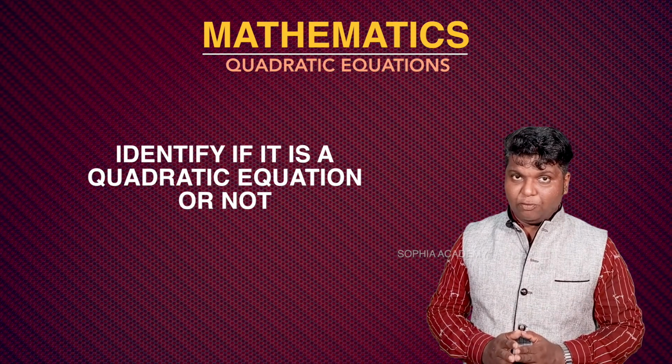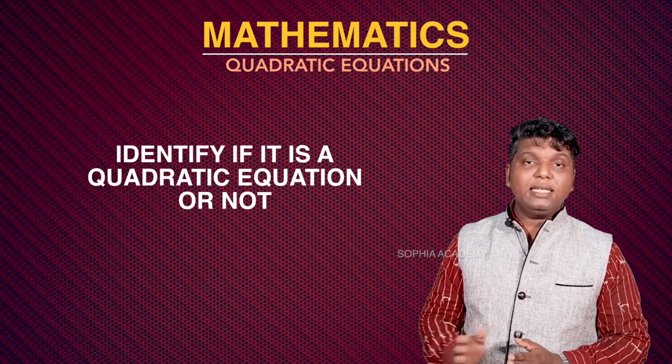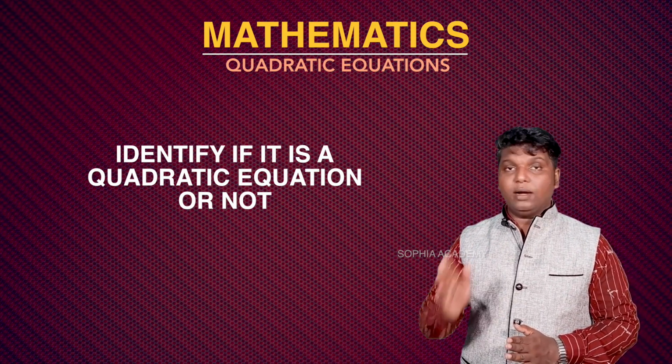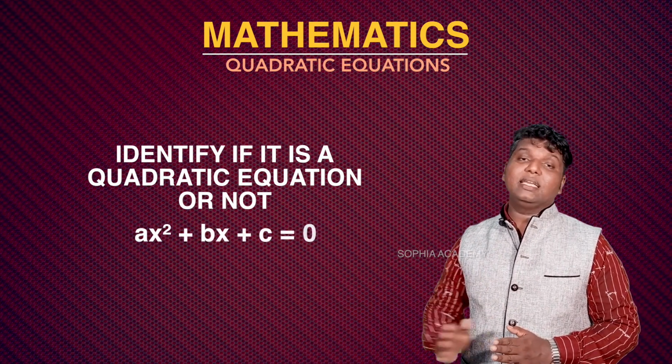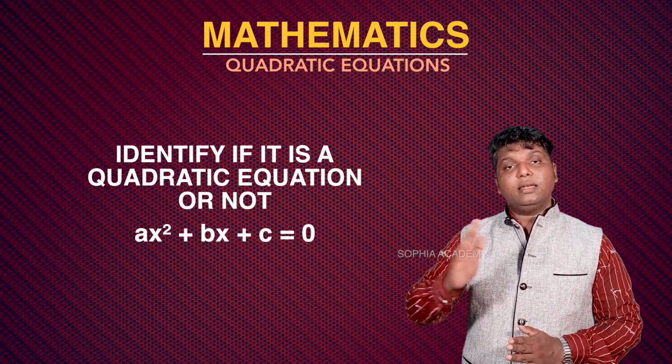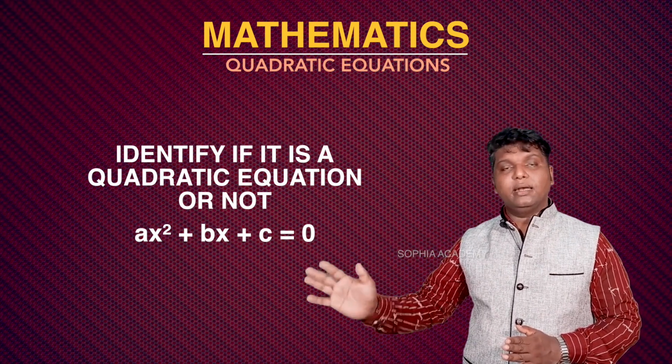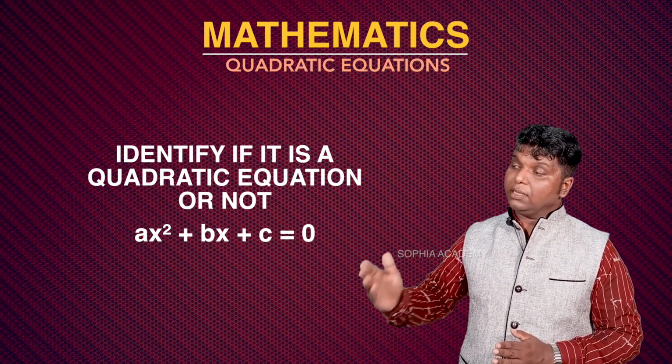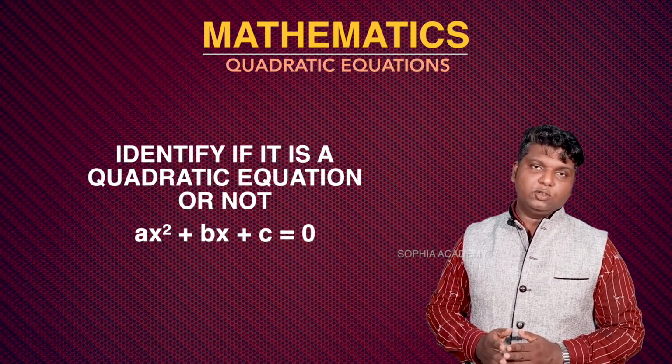Bringing them to the general form means first of all you have to arrange the degree of the order in such a way that you bring them in the decreasing order. The highest degree should come in the first place, then the next degree, then the lower degree, like that towards the last, the constant term, and then that is equal to 0. It should be written like that.